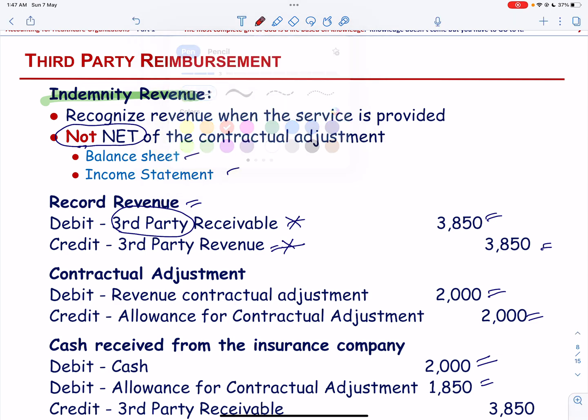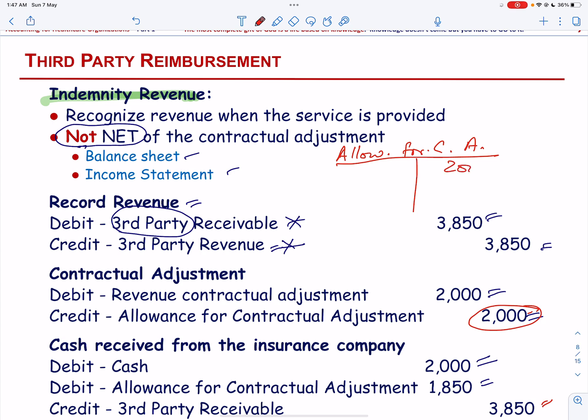And the third party receivable will be credited by 3850. You can observe that after debiting the allowance for contractual adjustment, you can see over here that allowance for contractual adjustment is credited by 2000, and here it is debited by 1850. So it has a balance of 150.